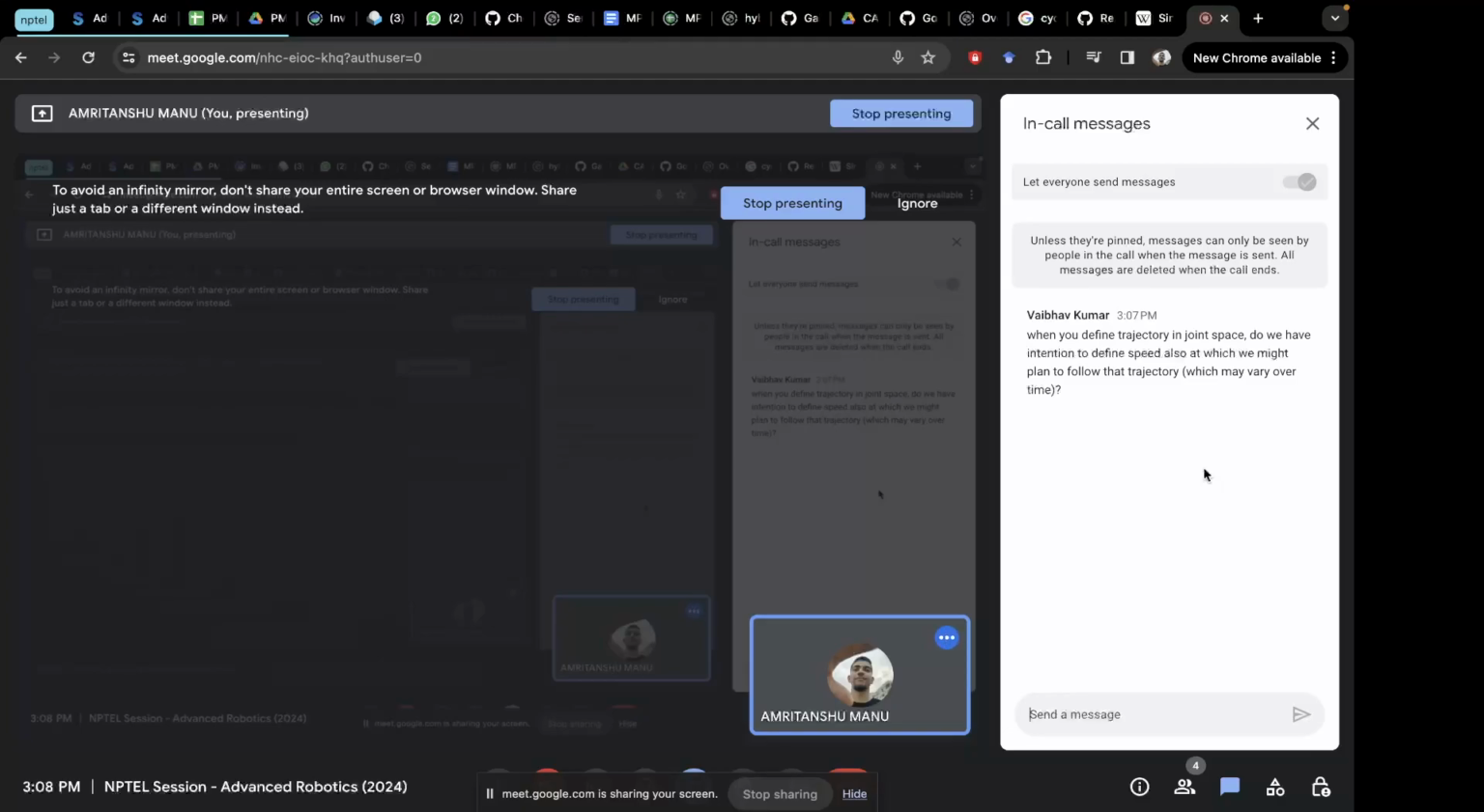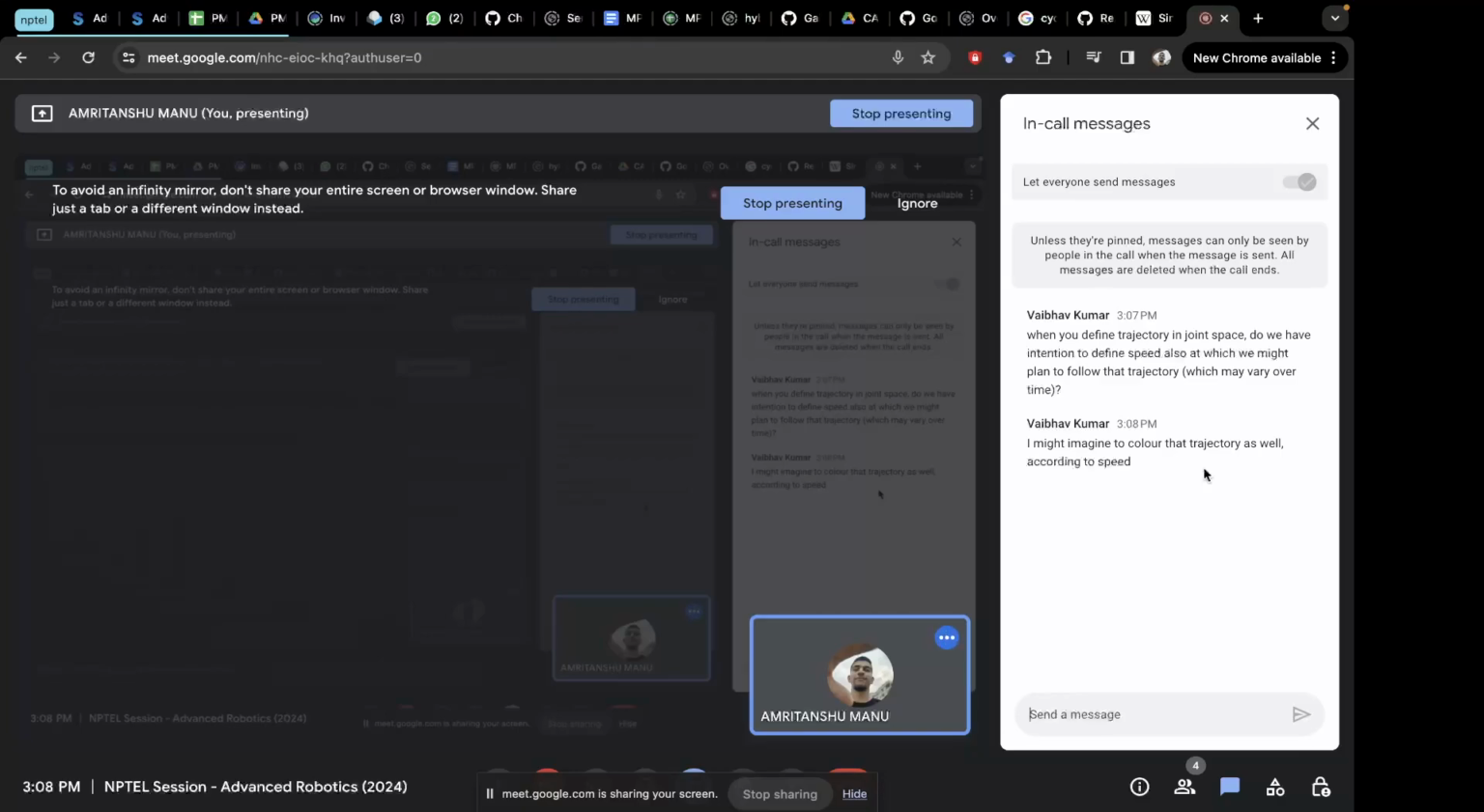So let's say there are n coordinates, x1, x2, up to xn, and from each xi to xi plus 1 I move in delta t time, right? So using that you can get the velocity also. This could be a way to specify the velocity, or else I could give a separate polynomial for the trajectory also, that the trajectory will vary like this.